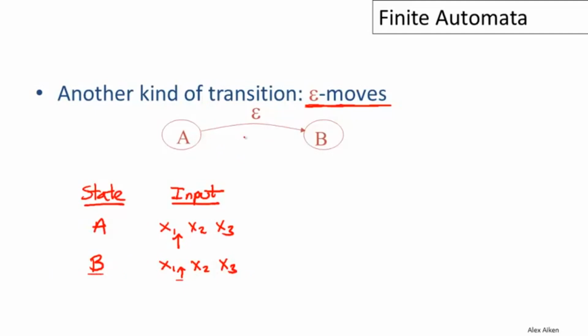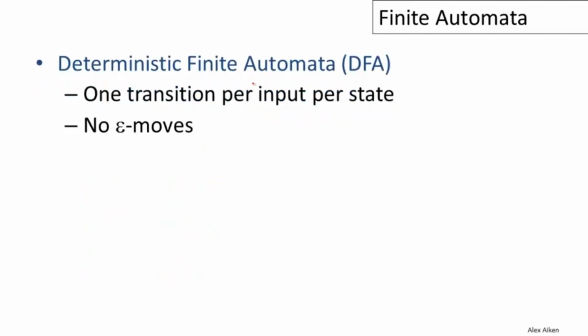And just to be clear here, the machine does not have to make the epsilon move. It's a choice. So we can decide whether to make the epsilon move or not. Now, epsilon moves are the first time we've mentioned the possibility that a finite automaton might have a choice in what moves it makes. And there's actually an important distinction between automata that have choices and those that don't.